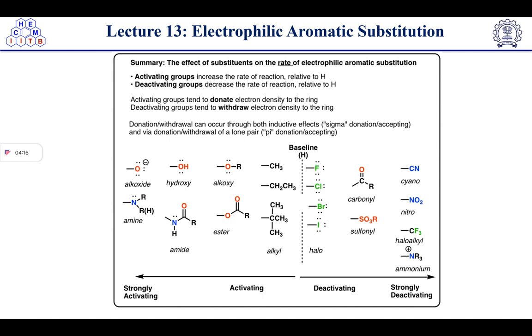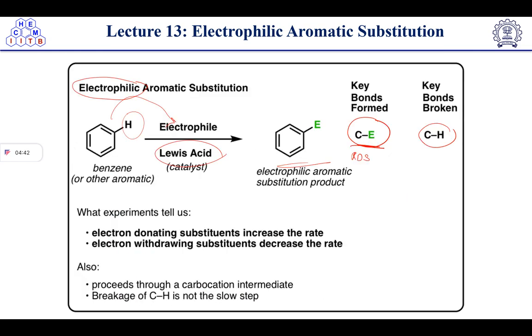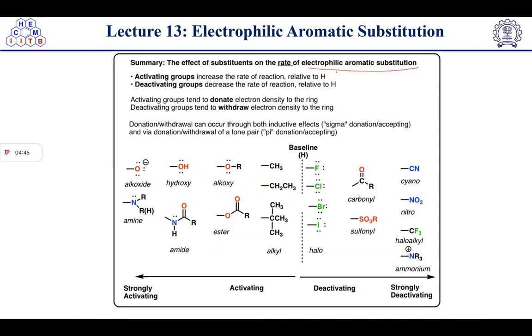The effect of substituents on the rate of electrophilic aromatic substitution. The rate of electrophilic aromatic substitution is determined by the rate determining step, as I told you earlier. Activating groups increase the rate of reaction, and deactivating groups decrease the rate of reaction. Electron donating groups are activating groups, and electron withdrawing groups are deactivating groups.